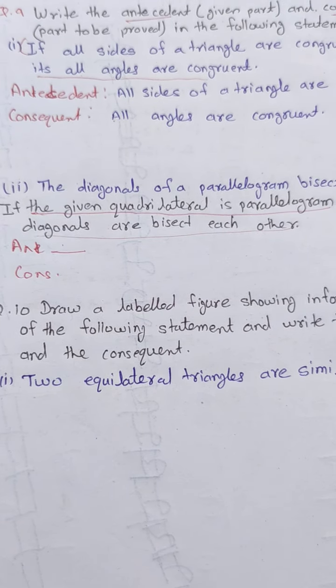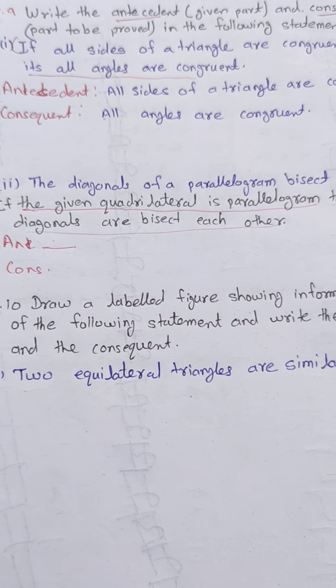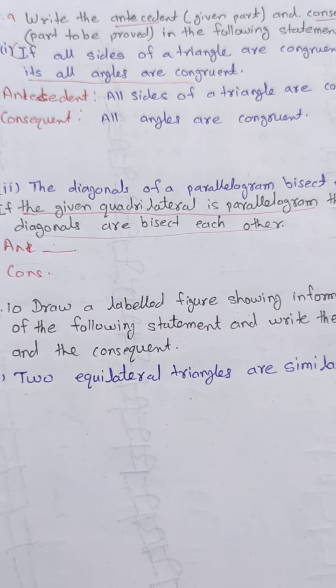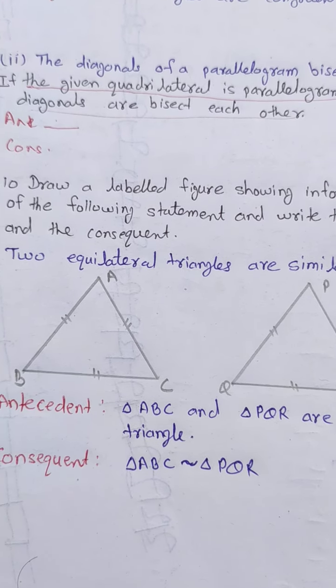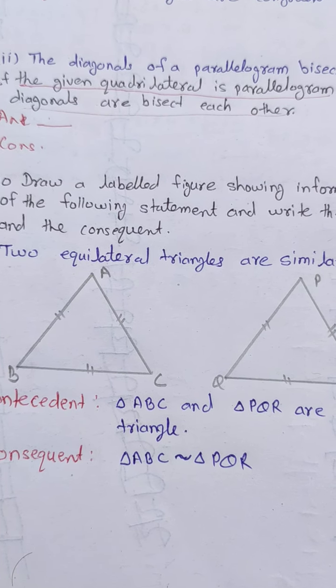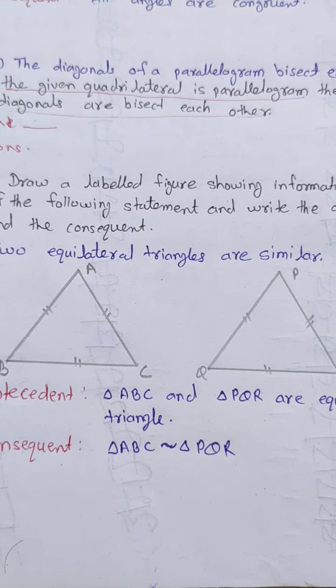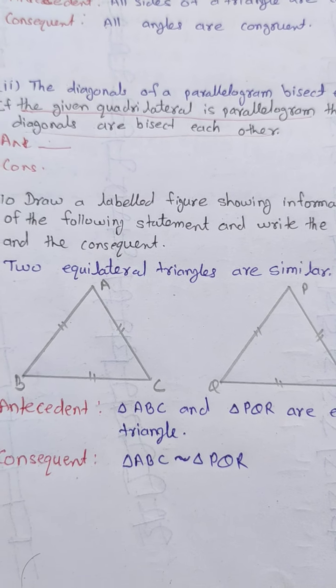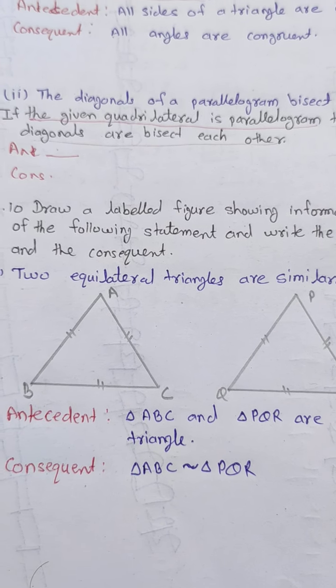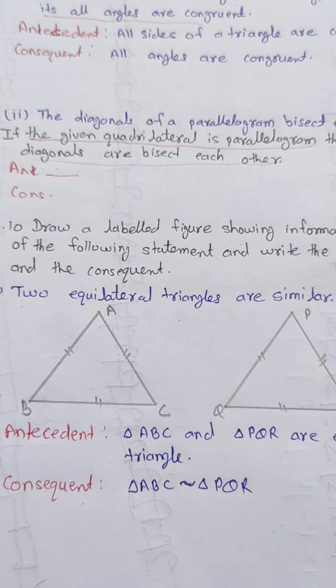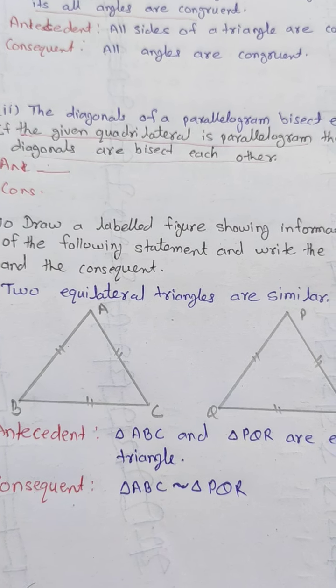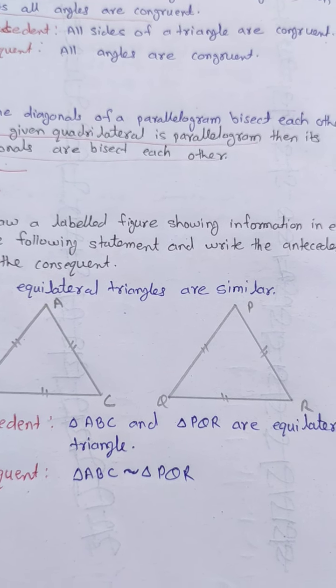So first we have to draw two triangles. Let me draw that. See here, I am drawing two triangles, triangle ABC and PQR. Both are equilateral. You know what an equilateral triangle is? The triangle which has all sides equal is an equilateral triangle. So ABC and PQR both are equilateral triangles.